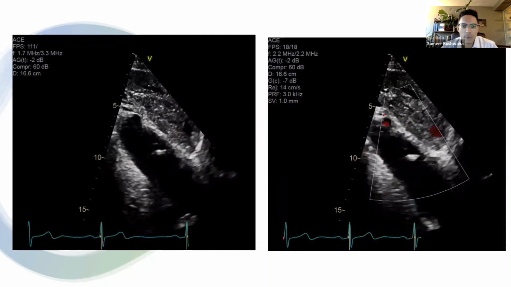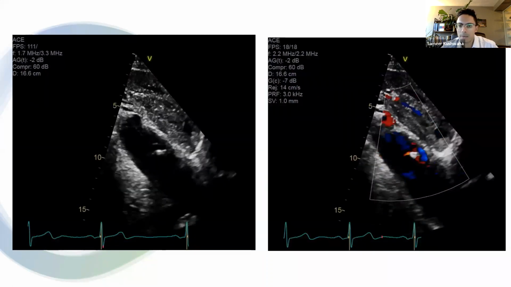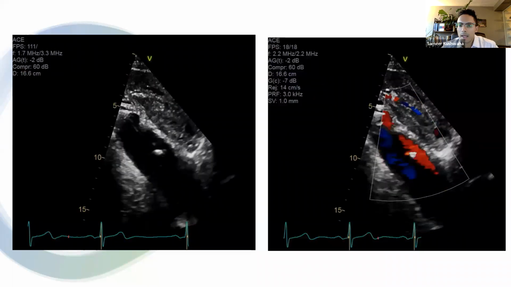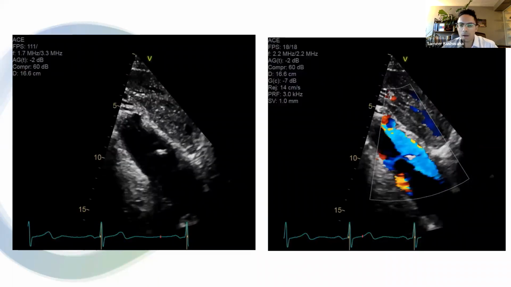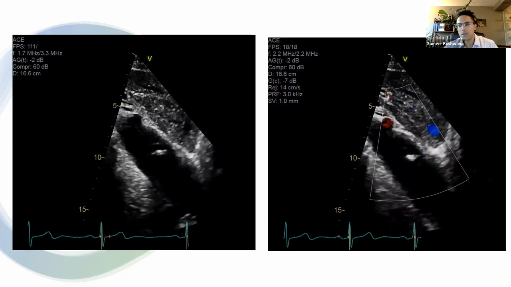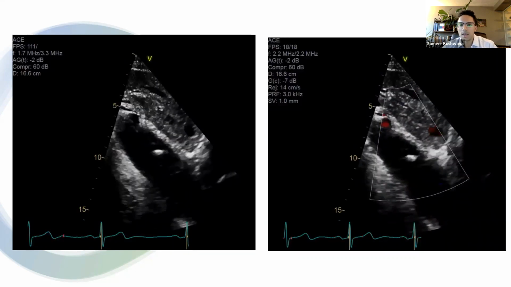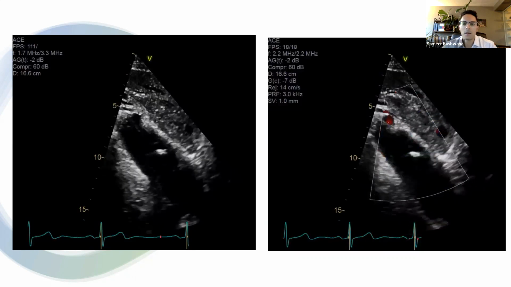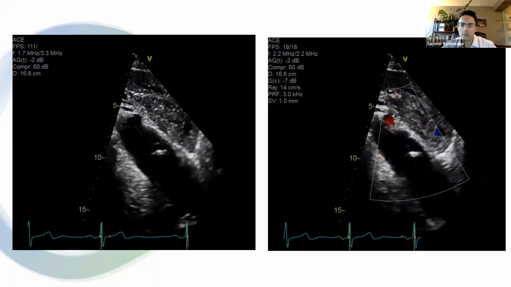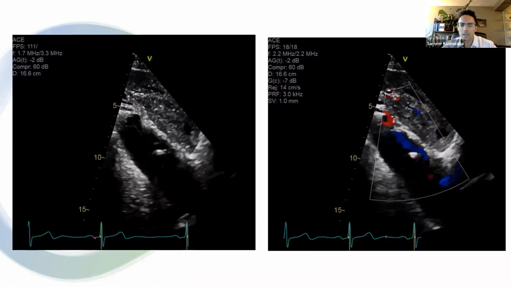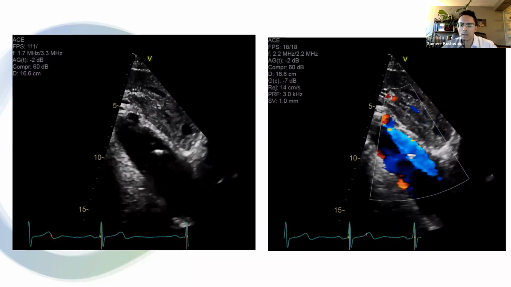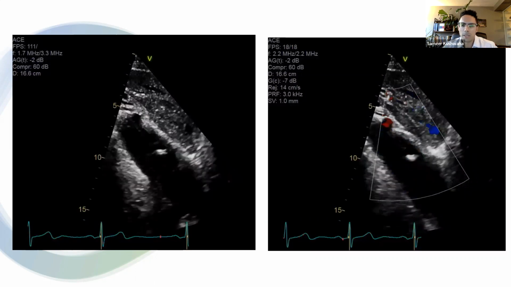This is a view of the descending aorta from the subxiphoid area. In the first view on the left, without color, it's a little bit difficult to discern the presence of an intimal flap, but when the color is turned on, you can see that very clearly there's pulsatile flow only in one part of the aorta and absent in that more posterior portion. And again, you can see the expansion of the true lumen with systole and the expansion of the false lumen in diastole.